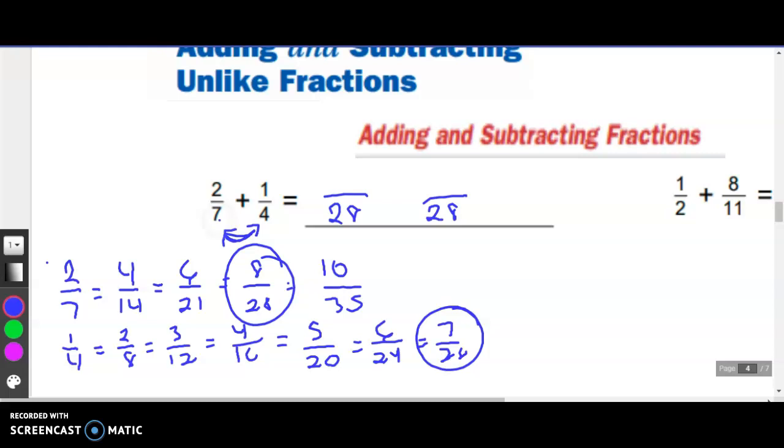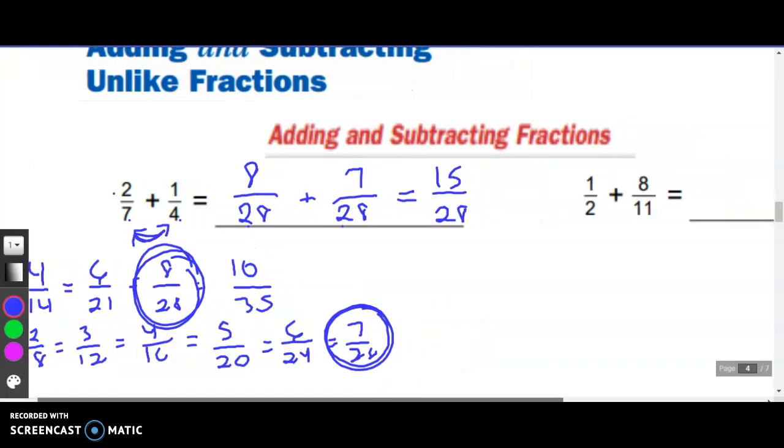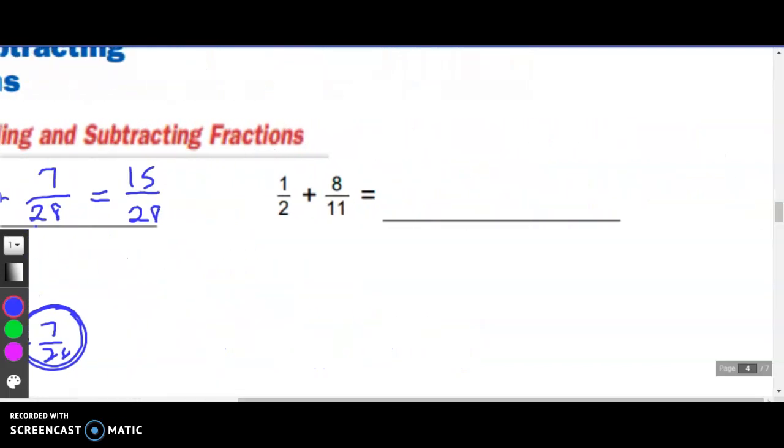So in order to turn the 7 into a 28, I multiplied it by 4, so I have to do the same to the top. 2 times 4 is 8. In order to turn the 4 into a 28, I had to multiply it by 7. I do the same to the top, and I get 7. There we go. See the 8/28 and the 7/28? And then we add them together, and we get 15/28. Now, you do have to always simplify when you get done. In this case, there is no simplifying.